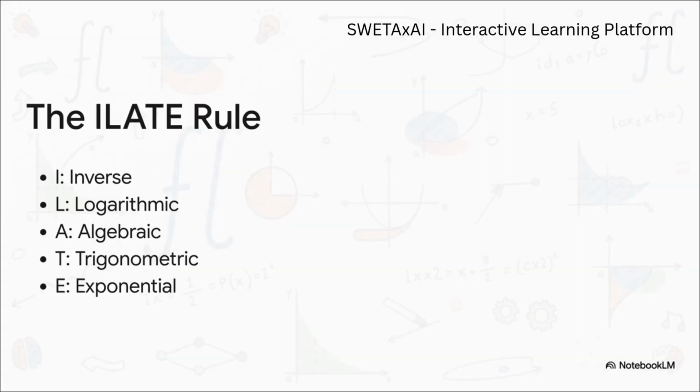Behold, the ILATE rule. I'm telling you, this mnemonic is absolute pure gold for instantly knowing how to tackle integration by parts questions under pressure. It gives you the exact hierarchy of which function to choose as your u term. You just go down the list: inverse trigonometric, logarithmic, algebraic, trigonometric, and finally exponential. Whichever function comes first in that word, ILATE, boom, that is your u. The rest of it becomes your dv. Memorize this simple checklist, and integration by parts questions become totally automatic.